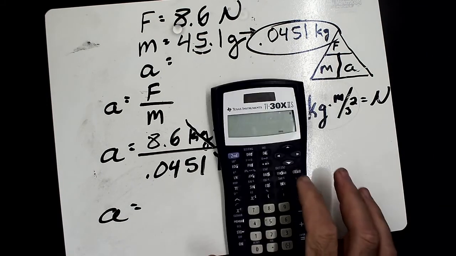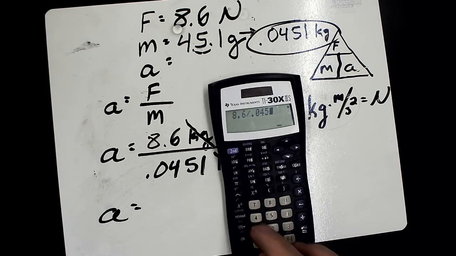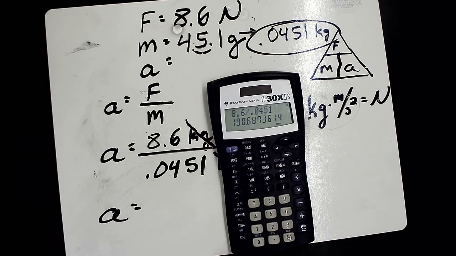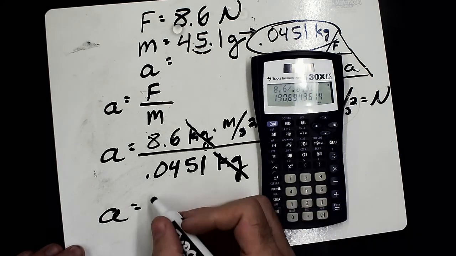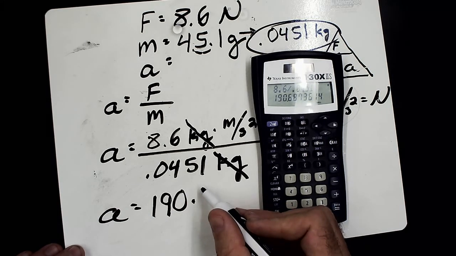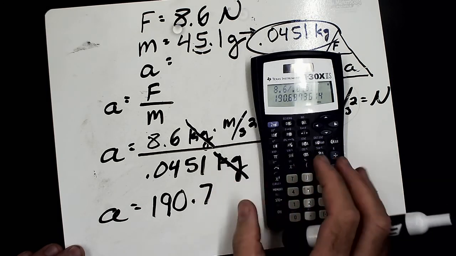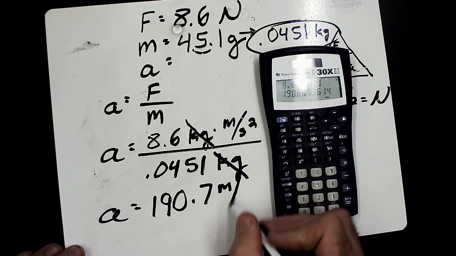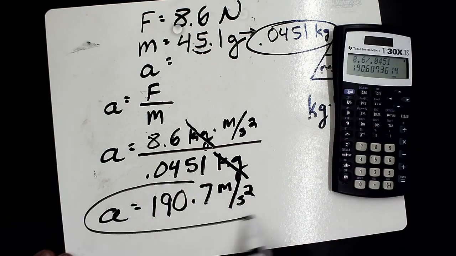Acceleration equals, simple division problem, 8.6 divided by 0.0451, which is 190.69. They probably will have you do it to the tenth with a number that big, so I'll just do 190 point, I'm going to say 7. Tenth is fine. 0.7 meters per second squared is the only unit left. And that's it.